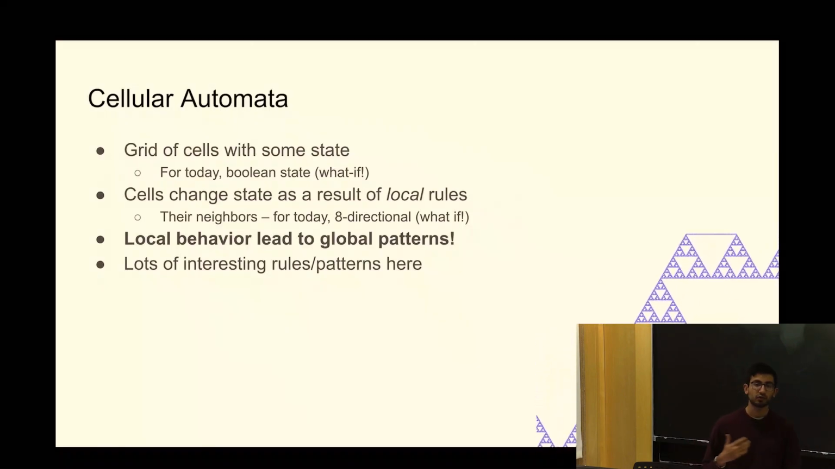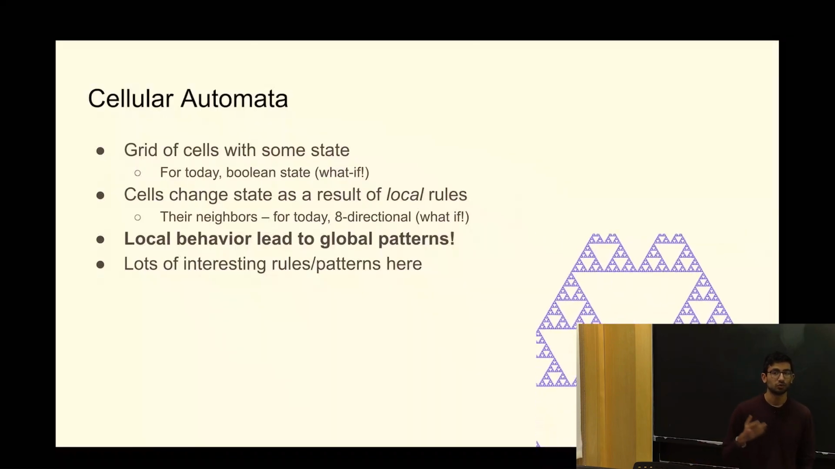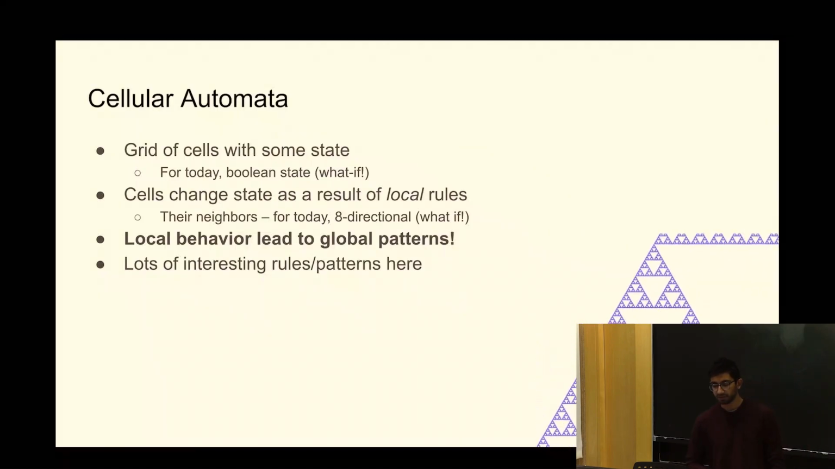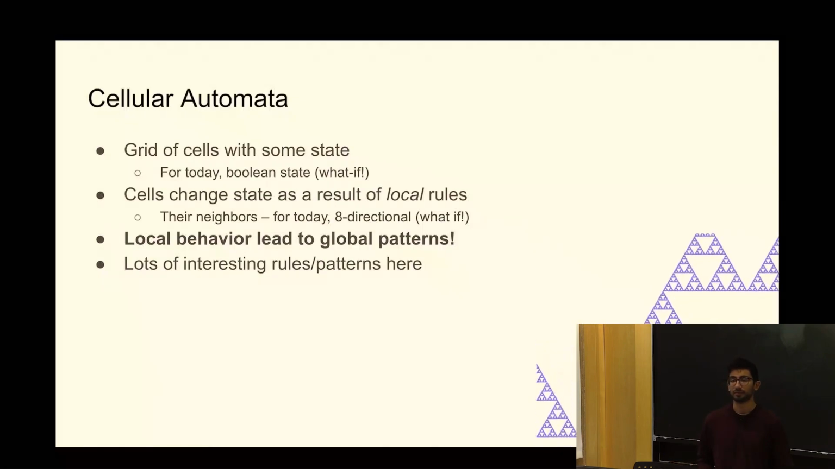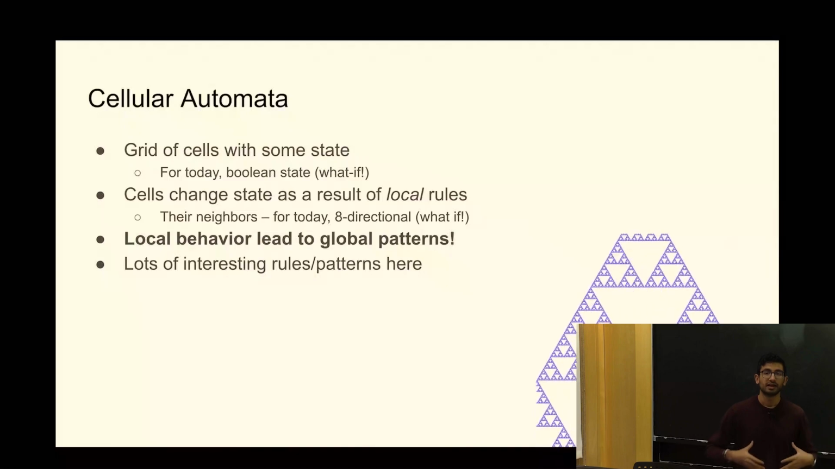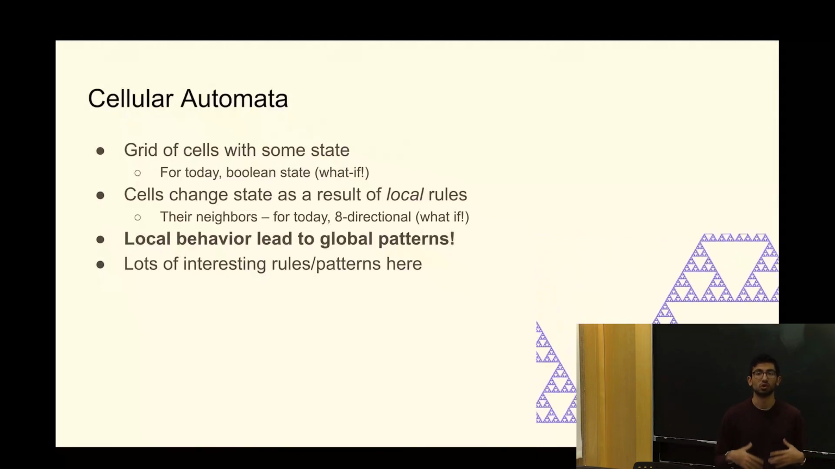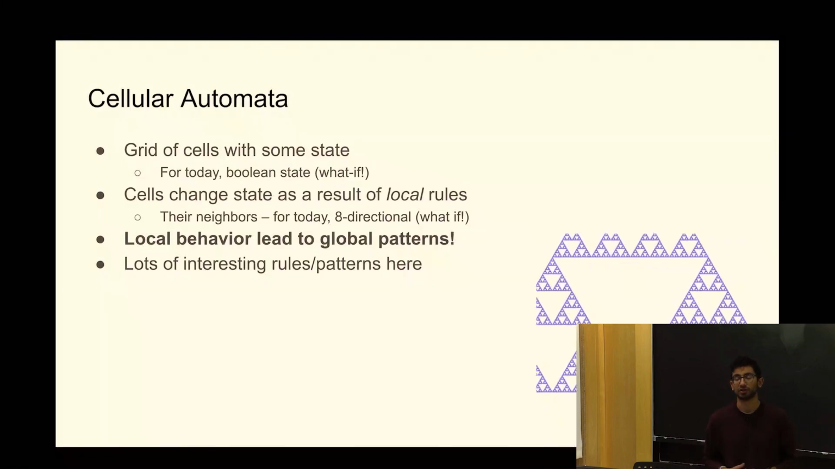And so you may have heard of cellular automata before, especially if you've taken a computer science class or a biology class. But the idea is relatively straightforward. Cellular automata just refers to a grid of cells that have some state, and that state changes as a result of some local rules being imposed upon our cells.